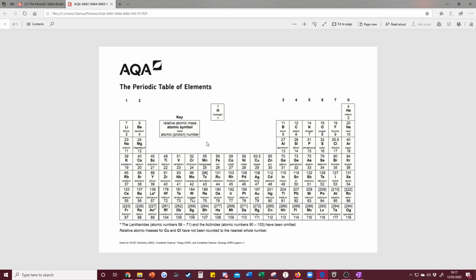And I don't want you to do this, but just to prove it to you, if you went through every single element in this periodic table, you will not find a bottom atomic proton number that is the same. So for example, cobalt has 27 protons. Only cobalt has 27 protons, nothing else. If you gave a proton to iron to make it 27, it will turn into cobalt. If you took away a proton from nickel, it will turn into cobalt.